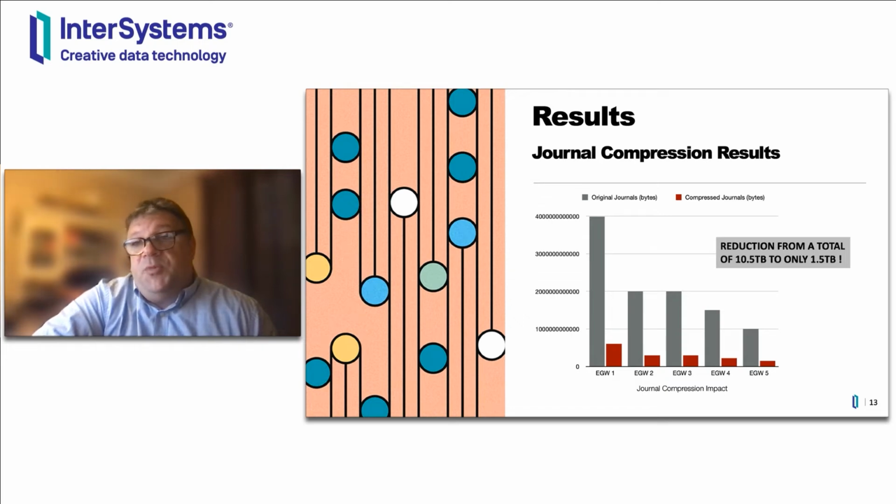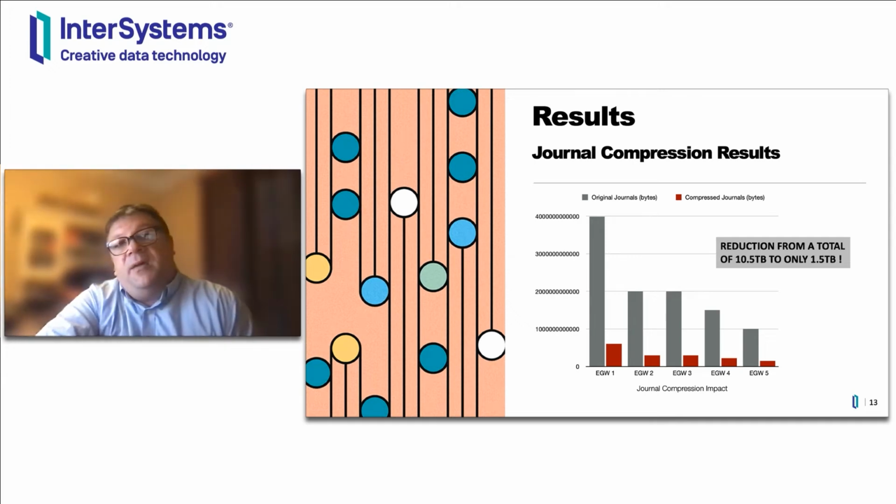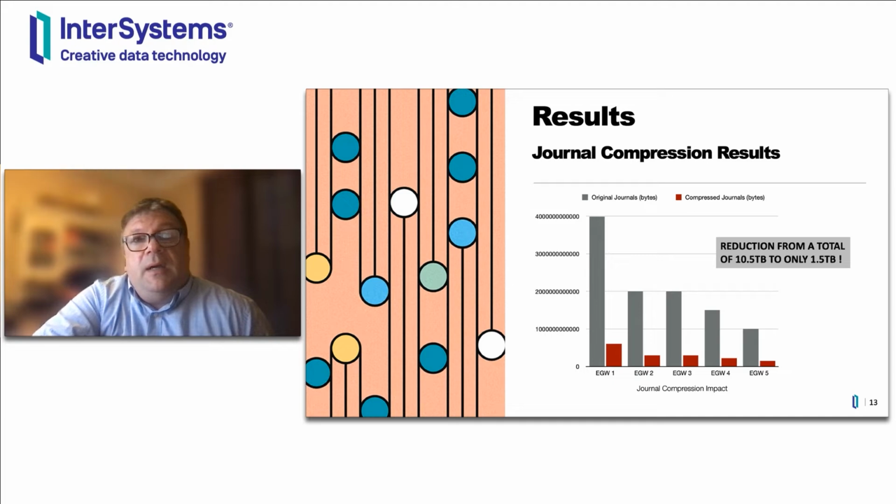So using our examples from earlier, the same edge gateways, they have 4 terabytes, 2 terabytes, 1.5 and 1 terabyte of journal space on each one respectively. With journal compression, we're expecting a significant reduction in total journal disk space from a total of 10.5-ish terabytes allocated journal disk space to now only needing about 1.5 terabytes of journal disk space.